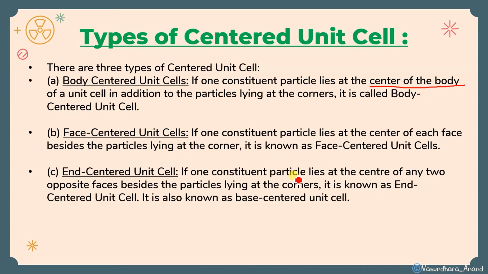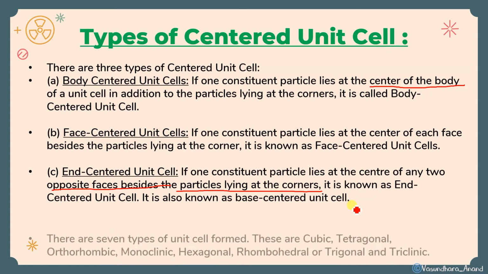If one constituent particle lies at the center of any two opposite phases, along with the corner, which is not going anywhere, I have told you so many times, it is known as end centered unit cell. It is also known as base centered, and also known as alternative phase unit cell. That means the particle will be at the alternate phase. How will that be? Let me show you with the diagram.